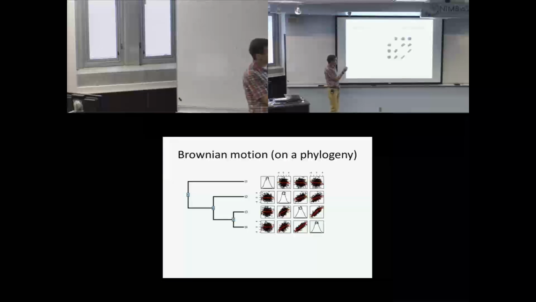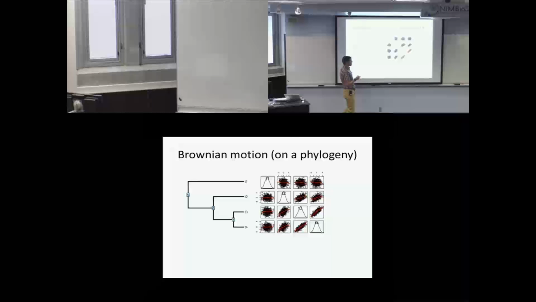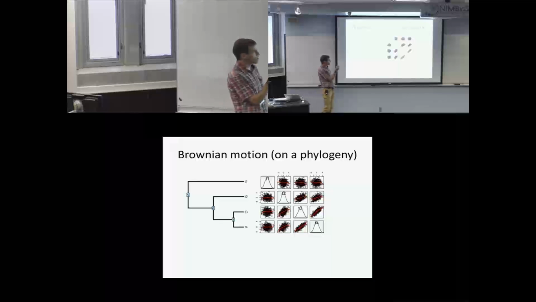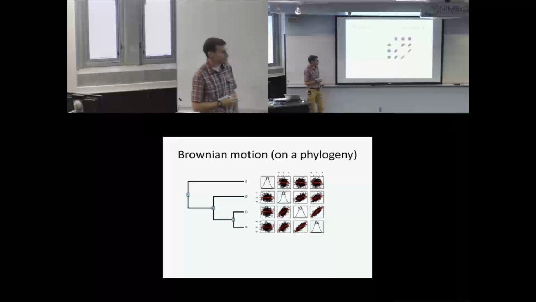And taxon 1 and taxon 2, 3, or 4 have zero covariance in their simulated trait values across simulations. And that's because, in the context of this phylogeny, of course, they share no common history. All right.